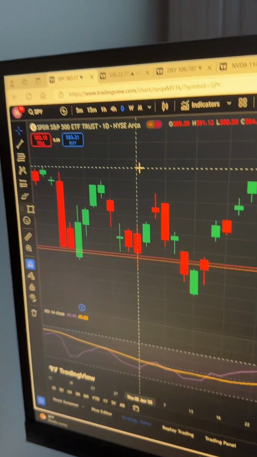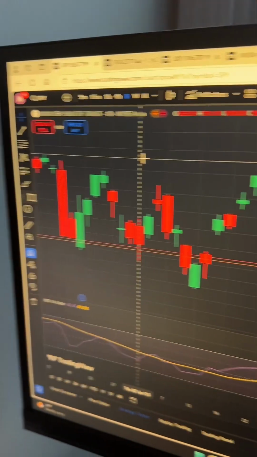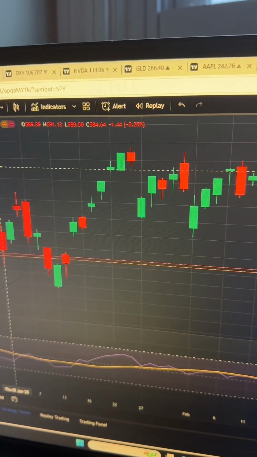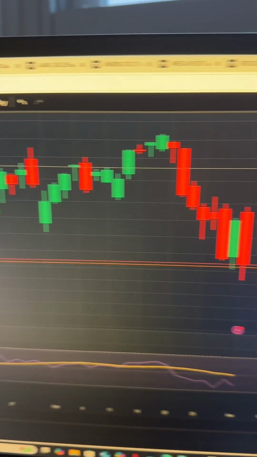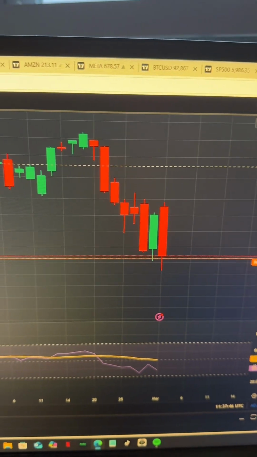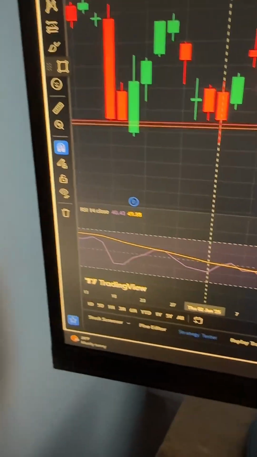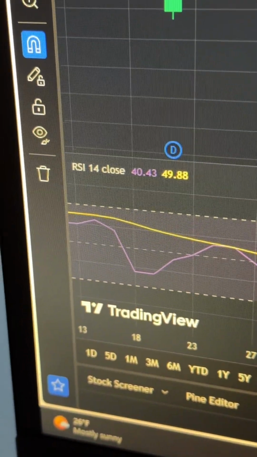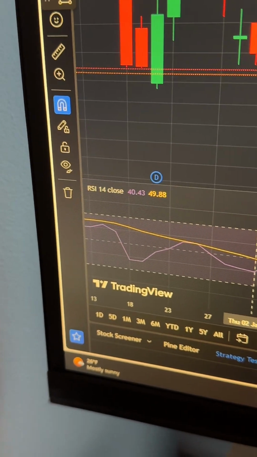So each candle is one day that has gone by. Green means that it went up, red means the opposite, it went down. And like I said, each candle is one day. But for today's lesson, we're just going to focus on this little guy, the RSI.